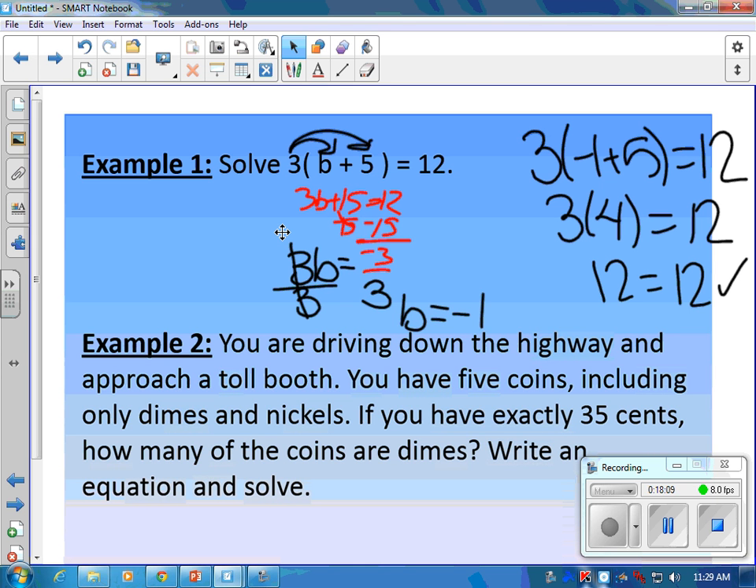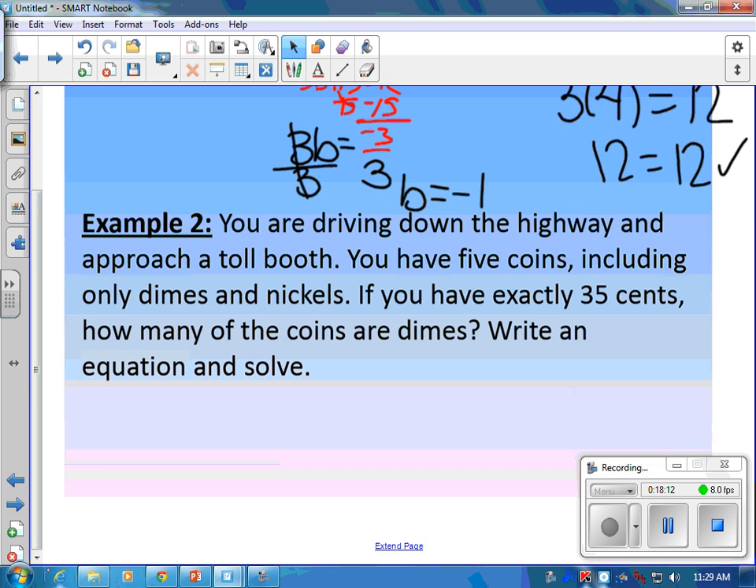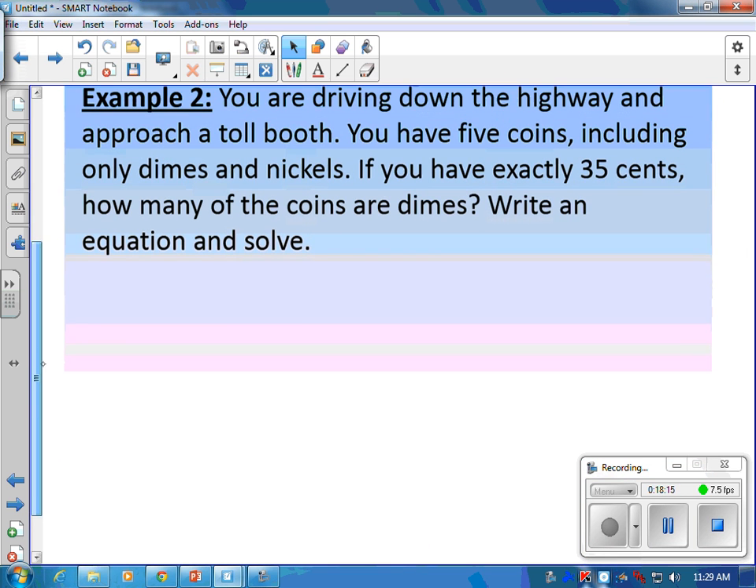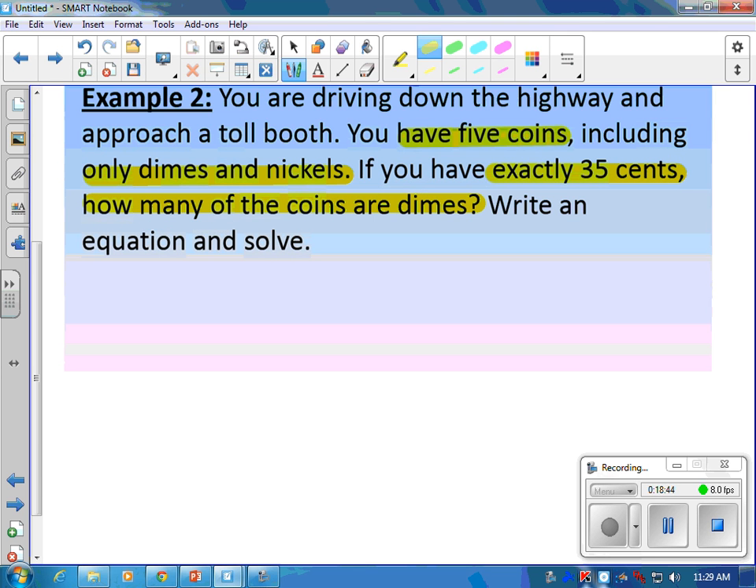Questions about that one? Okay, so now let's use this to write a word problem. First of all, I've got a lot of words here. Let's find something that's important. Zach? Okay, I need to know that I have a total of 5 coins. Seth? You only have dimes and nickels. Okay, I only have dimes and nickels. Joe? You only have 35. Okay, I have exactly 35 total cents. Graham? My question is asking me how many coins are dimes.